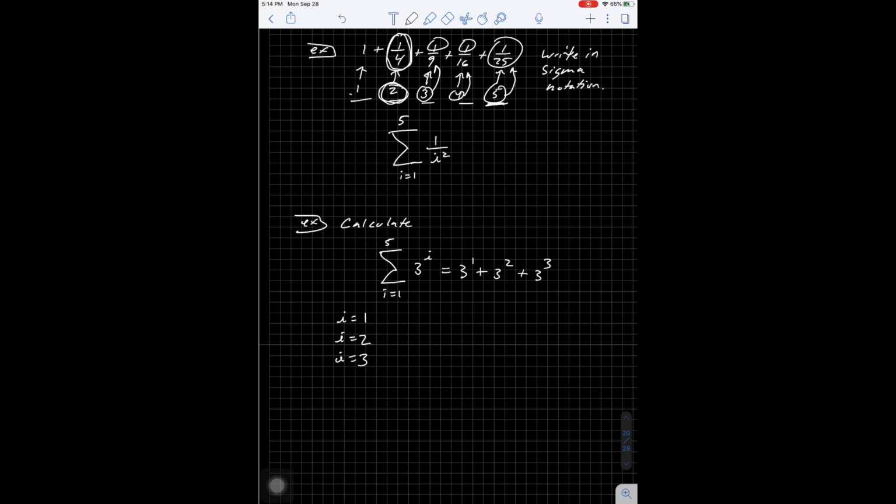How do I know when to stop? When I get to this number. So i equals 4 and i equals 5. And then I crank that number out on my calculator. Turns out it's 363. Okay?